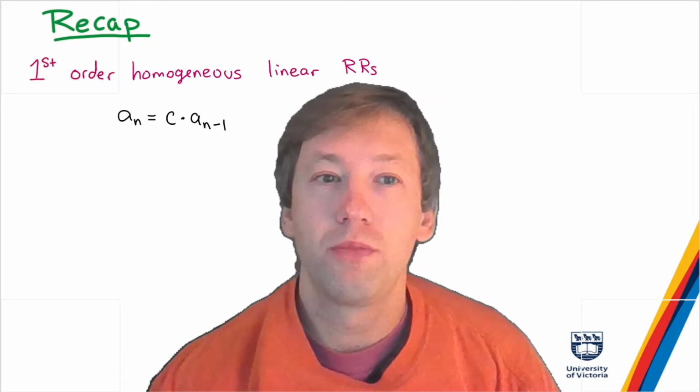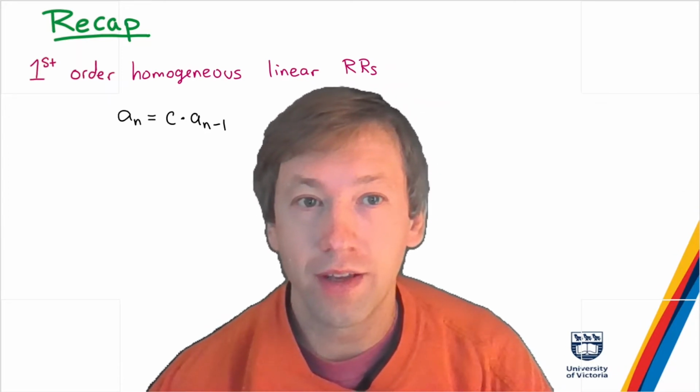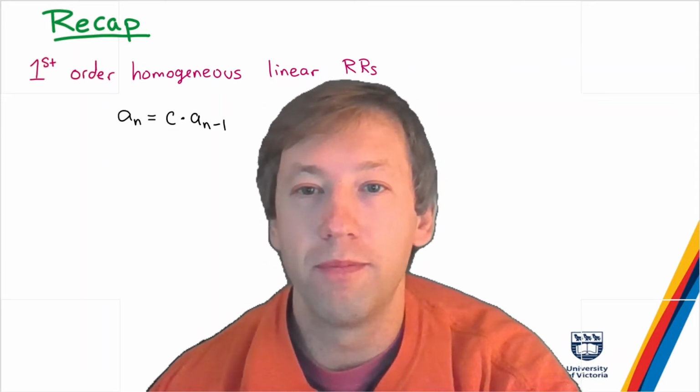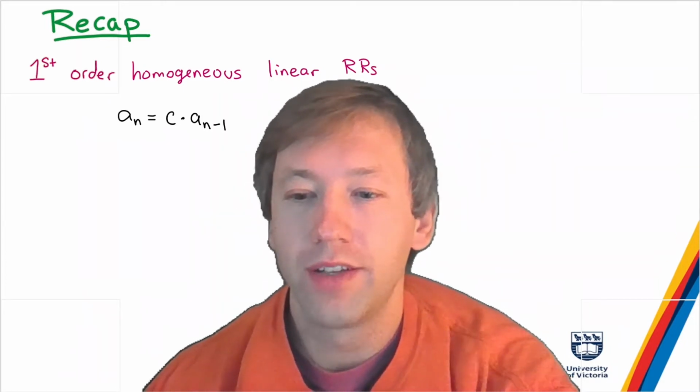Okay, so we're just going to keep building on the methods we've been developing for solving recurrence relations. But before we do that, I just wanted to do a quick recap of the type of stuff that we already know how to do. So we started in the very, very beginning with first order homogeneous recurrence relations. These were super easy, right?